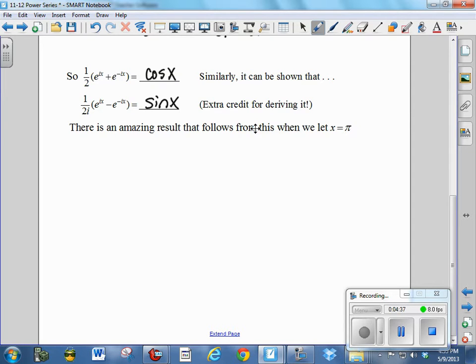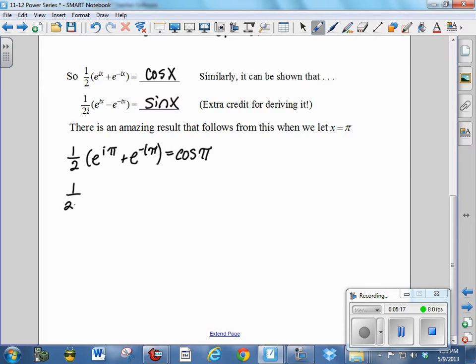We are going to combine these two equations together by letting x equal pi. So instead of saying cosine of x, sine of x, I'm going to take cosine of pi, which means that the x's in the left-hand side of the equation will also be pi. So let's change that. I'm sorry, I said I'm going to put pi in there and then I forgot to do it. So we have 1/2 (e to the i pi plus e to the negative i pi) equals cosine of pi.